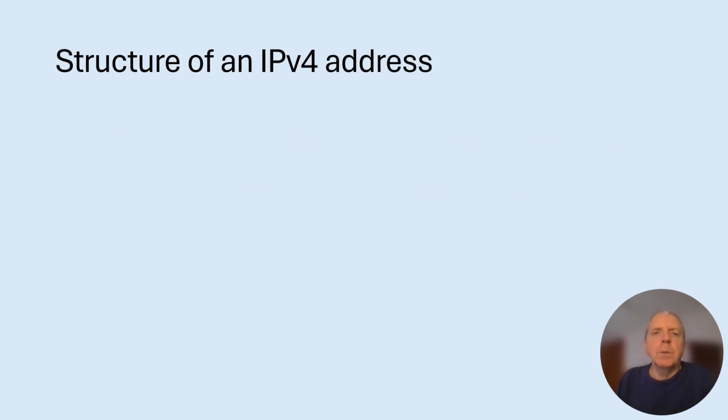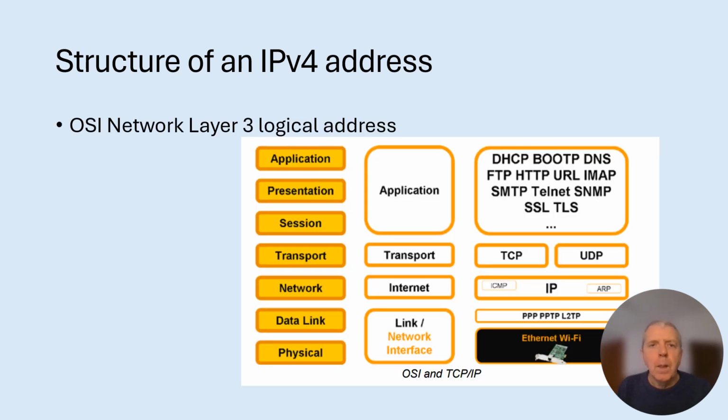The first thing I want to talk about is the structure of an IPv4 address. Before I go there, I just want to show you briefly the 7-layer model and the 4-layer model. So we're talking about IPv4, which is the network, the internet layer. IP is a central protocol in communication. So that's what I'm going to be talking about today.